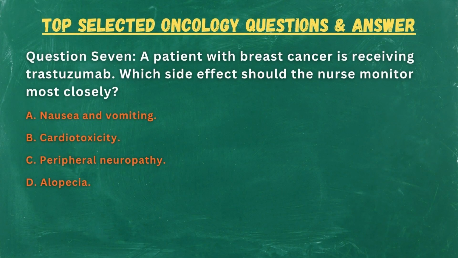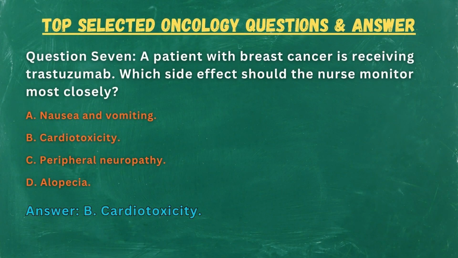Question 7. A patient with breast cancer is receiving trastuzumab. Which side effect should the nurse monitor most closely? A. Nausea and vomiting. B. Cardiotoxicity. C. Peripheral neuropathy. D. Alopecia.